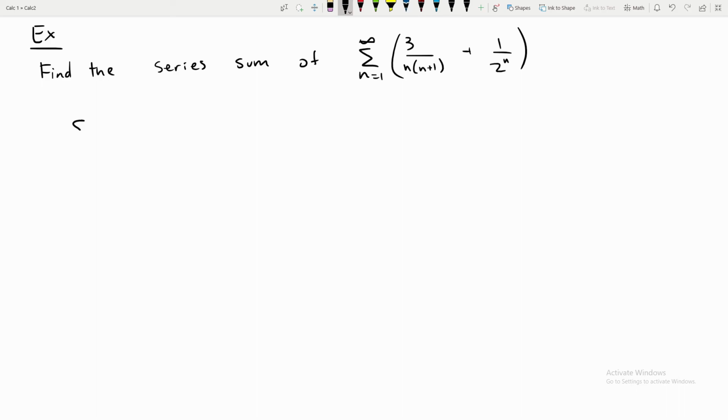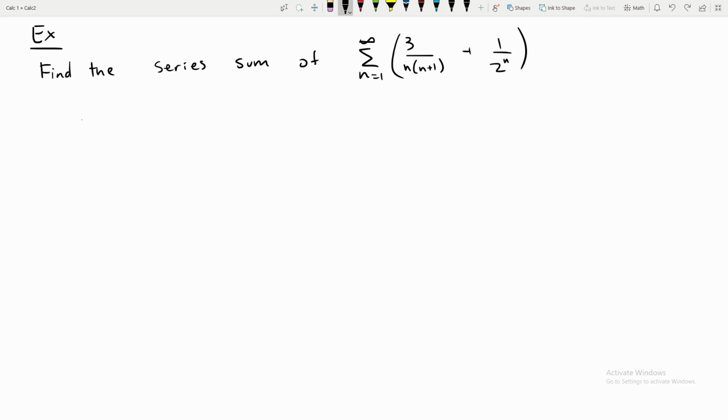If this is the partial sum right here up to n, but we want to find the series sum, we know that n ends at infinity, so in a sense we are looking for this, where n is equal to infinity. And again, the way we do that is we take the limit as n approaches infinity. So let's find what this series is actually going to be equal to.